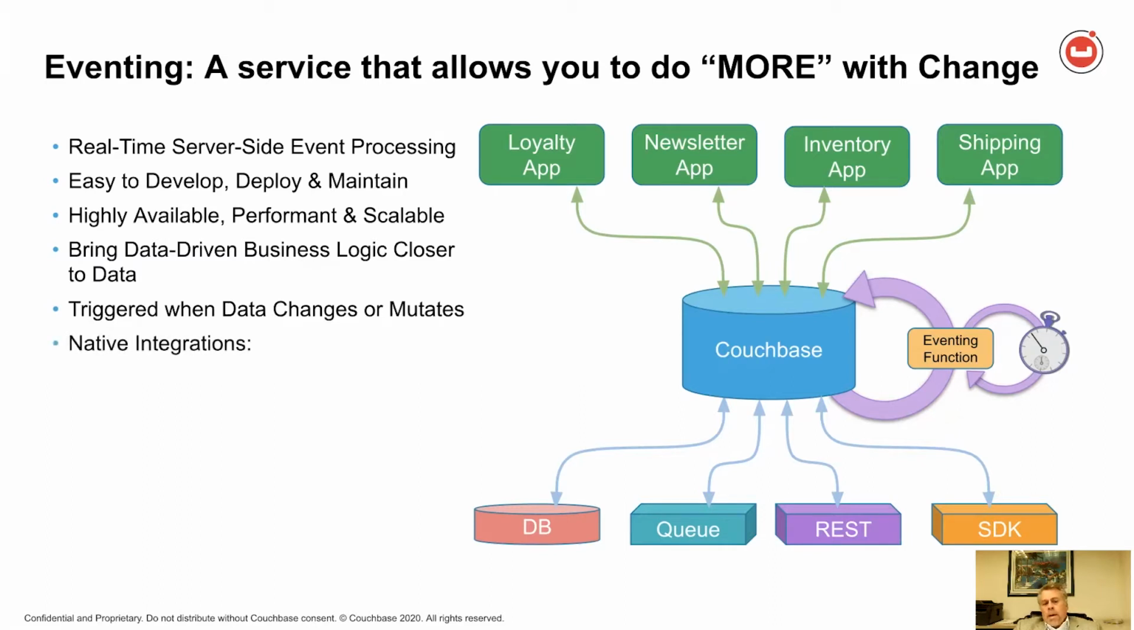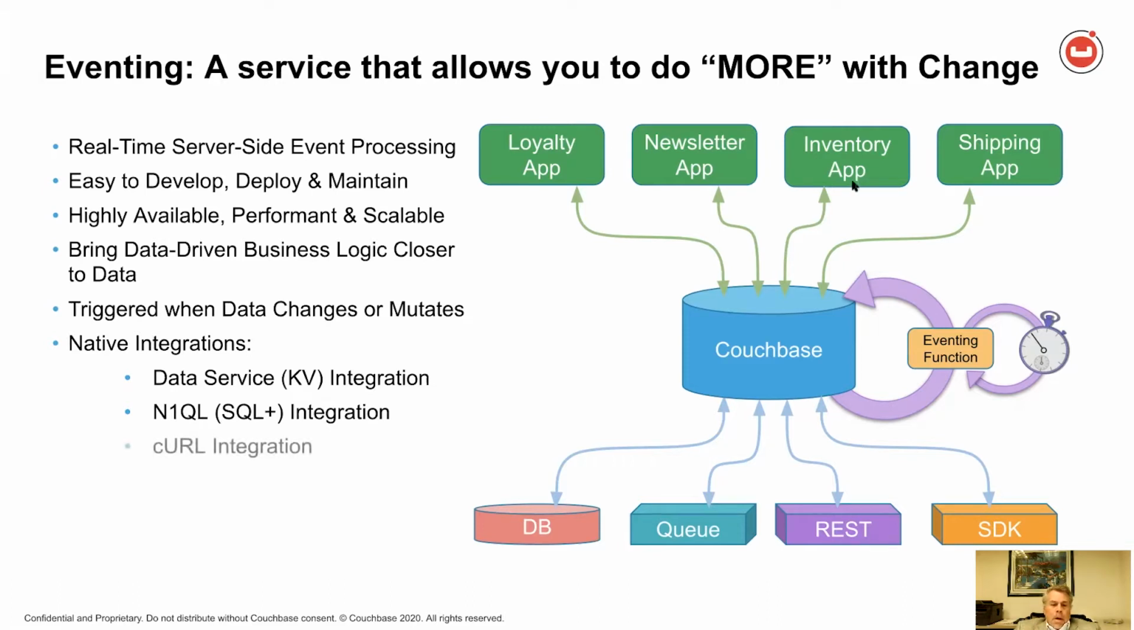And we have native integrations. Eventing can talk to the data service, and we call that KV integration. Eventing can talk N1QL, which is our SQL for JSON, and that can be directly embedded in eventing. Eventing can talk to a REST endpoint via curl integration. It's either your gets or posts. And eventing can output to the function's application log.